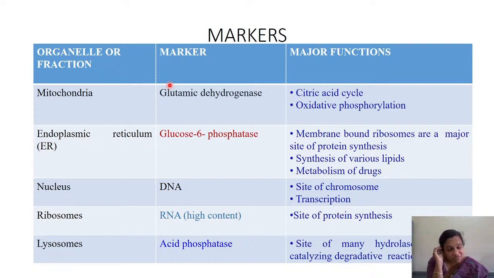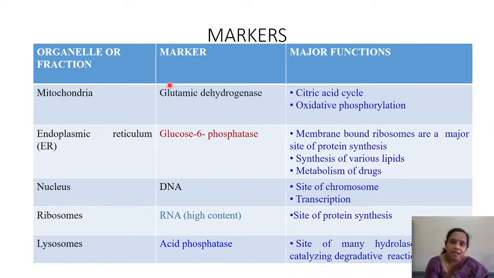Now, what are the major functions of the endoplasmic reticulum, which we have already covered? Its membrane bound ribosomes are a major site for translation if it is rough endoplasmic reticulum, and if it is smooth endoplasmic reticulum, it is required for synthesis of various lipids. It is also very much required for the metabolism of drugs.